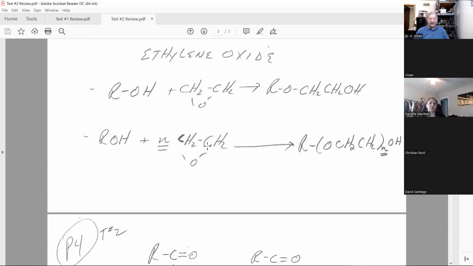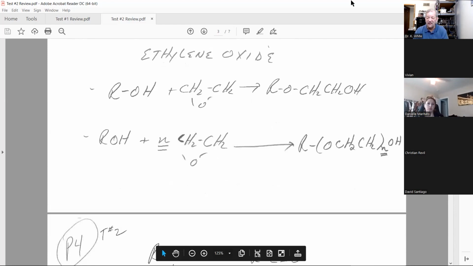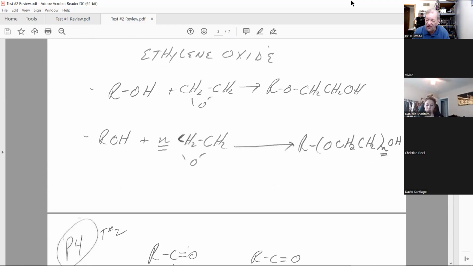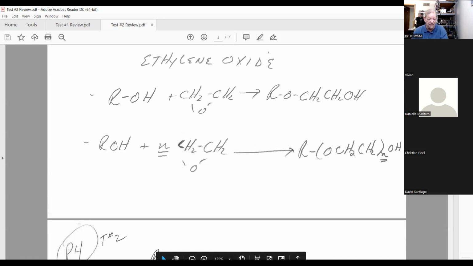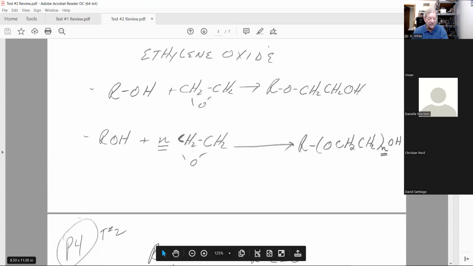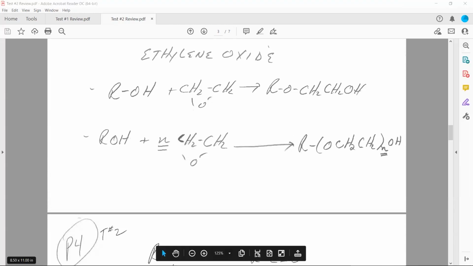Now, if you react the alcohol with N moles of ethylene oxide, you get a polyether alcohol of this structure, where N is the number of times OCH2CH2 is repeated. Guess what? You're going to have to wait until after break to have some fun with one of these 2 reactions. With that, I'm going to take another 5-minute break, get up and stretch, get my leg muscles all happy, and I'll see you in 5.